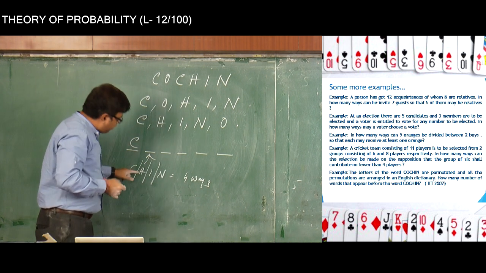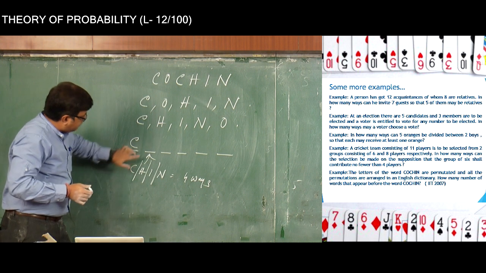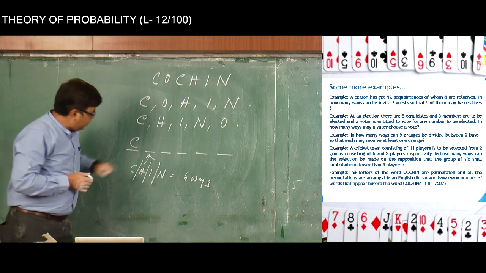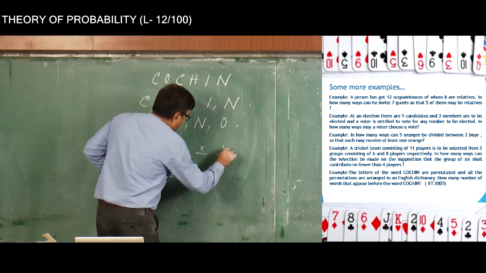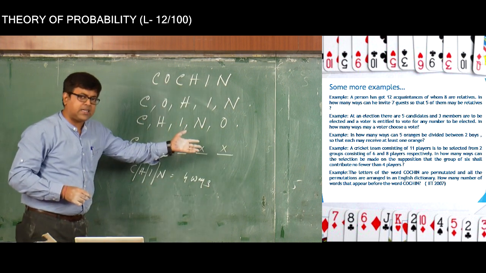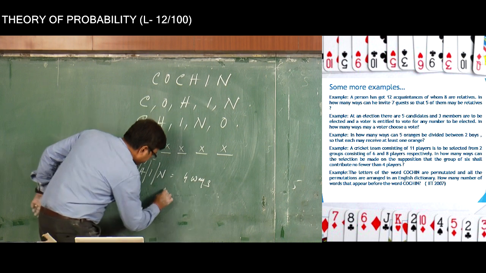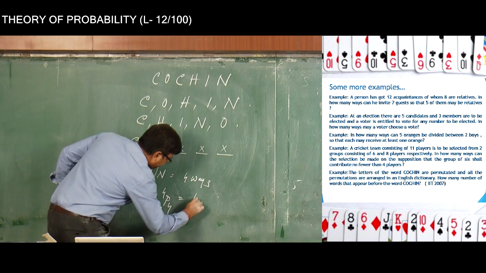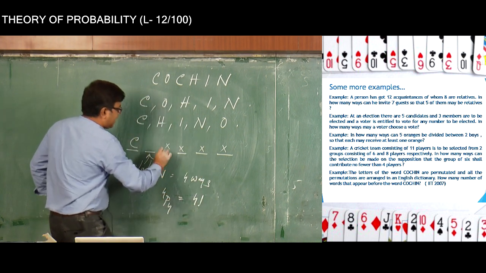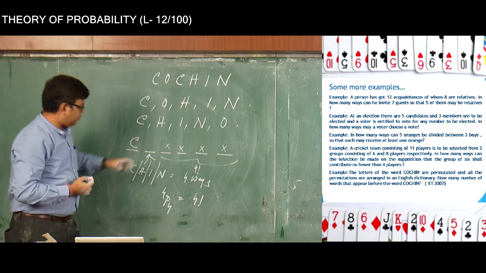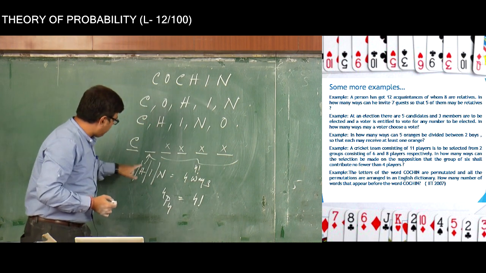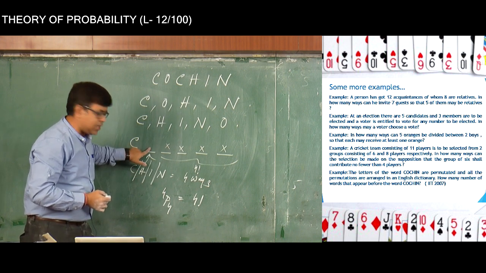Now, let us say I fix the letter C over here. If I fix the letter C over here, these 4 places can be filled up in how many ways by the remaining 4 letters? In factorial 4 ways, because I can arrange the remaining 4 in factorial 4 ways. So factorial 4 ways I can arrange by fixing C in the second position.